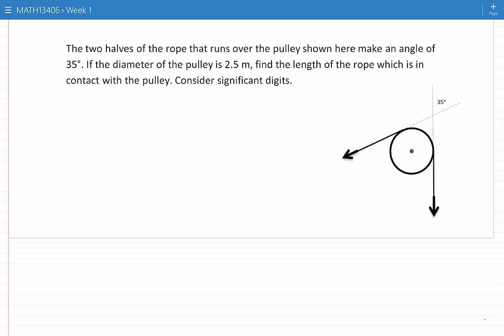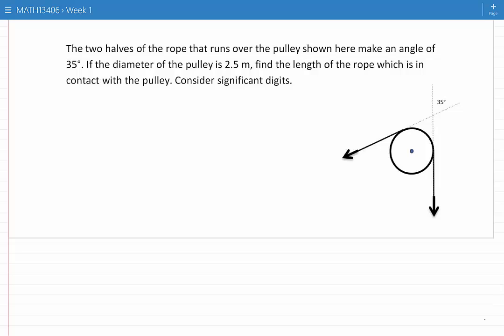The two halves of the rope that runs over the pulley shown here make an angle of 35 degrees. If the diameter of the pulley is 2.5 meters, find the length of the rope which is in contact with the pulley. Consider significant digits. Let's have a look at the sketch provided.